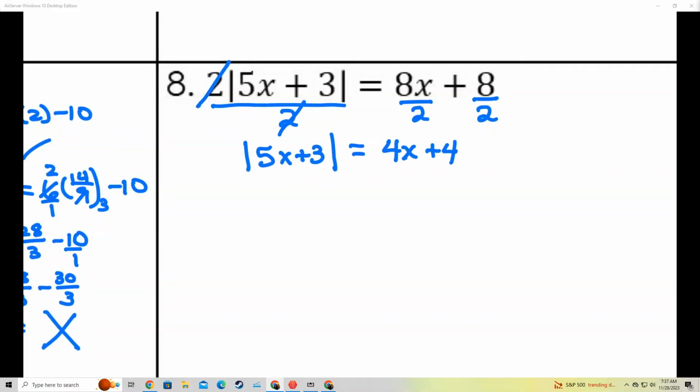I notice that I have an x on my answer. So I'm going to have to check for extraneous solutions. So I'm going to pretend that I get 2 solutions. When I do the first one, it's going to stay normal. So I'm going to write 5x plus 3 is equal to 4x plus 4. That is the normal one.